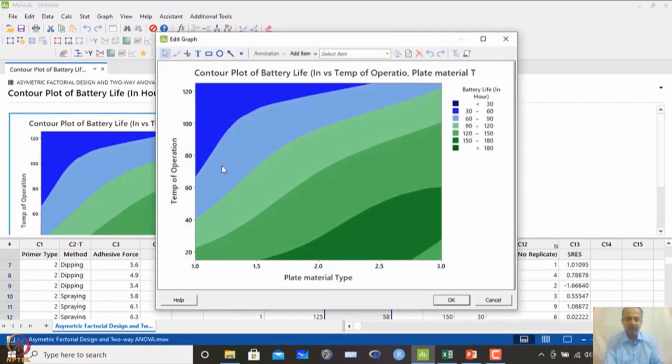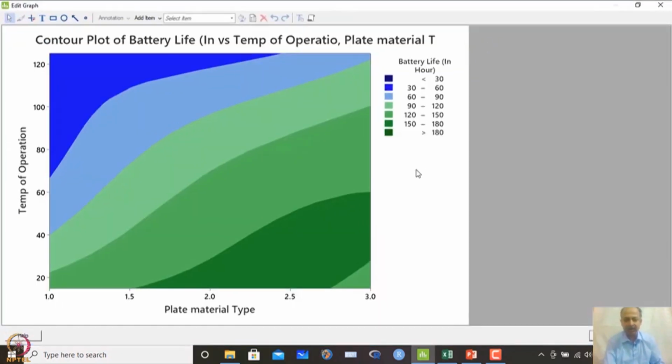So, here there are options of contour plot like this, where the battery life will be maximized. Battery life over here on the right hand side, what you see is greater than 180, which is expected in the dark green zone that you are seeing over here, plate material 2 and 3 approximately, and the temperature range around 15, where we can expect that it will be maximized.